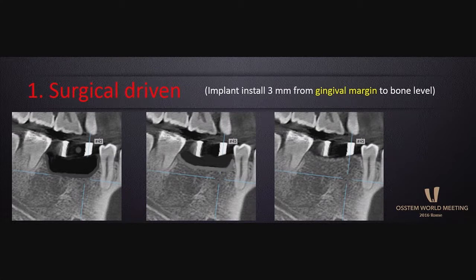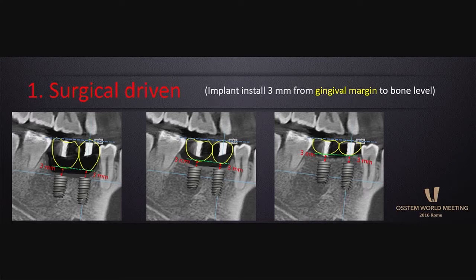This is a picture of 3 different bone levels. With surgical driven implant installation, we have learned that we place the implant about 3 millimeter away from the gingival margin to provide a good biologic width. The result from the surgical driven method is that we might have a crown that is too long or too short, or actually we don't know whether the implant is in a good apical-coronal position for our restoration or not.